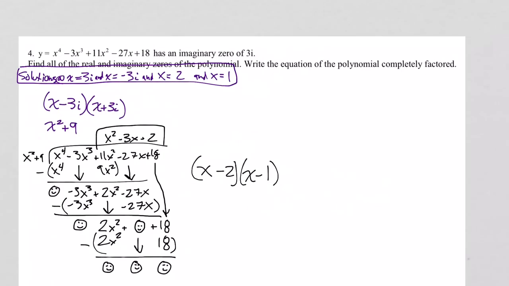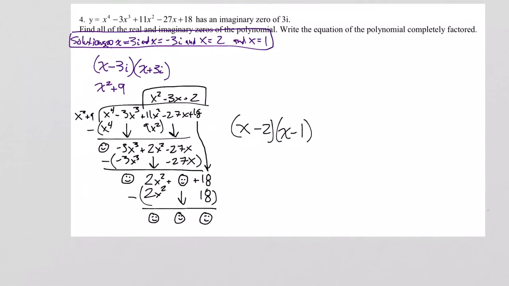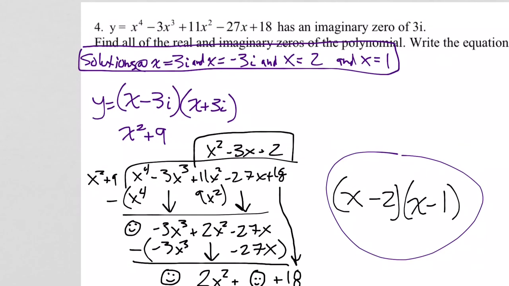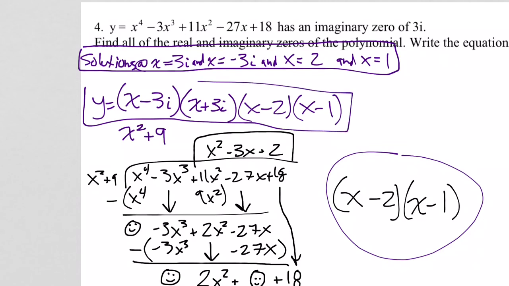And when I say write the equation of the polynomial completely factored, if you just give me that, then you are so not correct. Completely factored will be y equals x minus 3i times x plus 3i times those other two factors we just found. But again, you have to include the imaginary ones, otherwise you are not doing it correctly. You may be doing all the individual pieces correctly, but you are not interpreting your final answer in the correct manner.